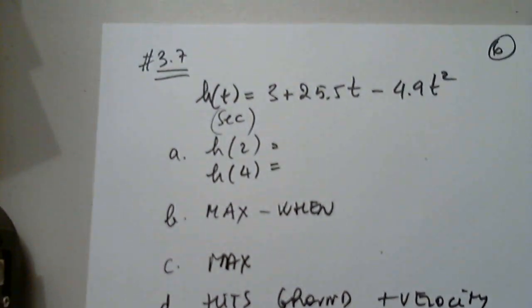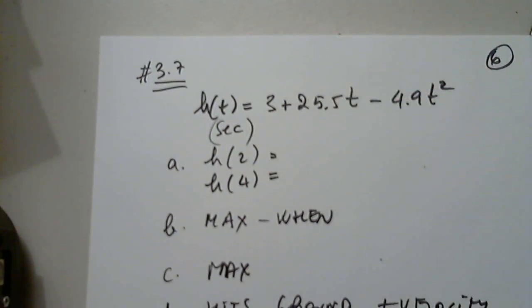Good. Excellent. So first of all, I enter the function in the calculator. That's what lazy people do. I'm kidding. I like to say that, but we are using the technology. So 3 plus 25.5 t minus 4.9 t squared. That's g over 2, gravitational acceleration, 9.8 divided by 2. So then I go to second and table, and I plug in 2 and 4.